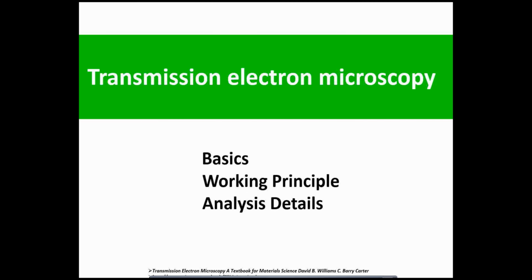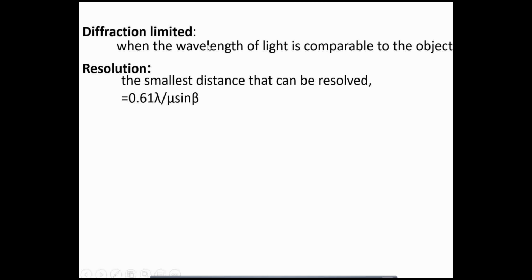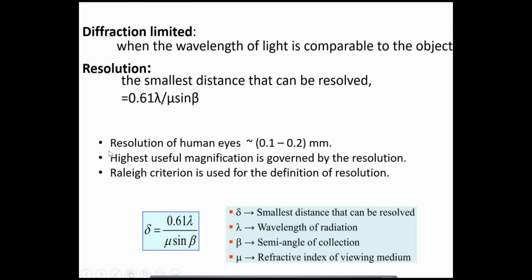Diffraction limited means that whenever the wavelength of the light is comparable to the object or aperture, diffraction starts occurring. So we cannot see beyond the wavelength of the light. The resolution limit is the smallest distance that can be resolved. You can see the Rayleigh criterion for resolution is given by this formula, lambda upon mu sine beta. All these are detailed. According to the Rayleigh criterion, the resolution comes out to be lambda by 2. So if you have a wavelength of around 600 nanometers, the resolution will be around 300 nanometers in ideal conditions, which doesn't happen.